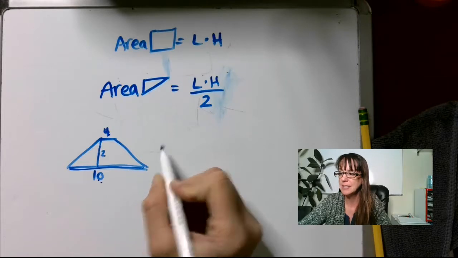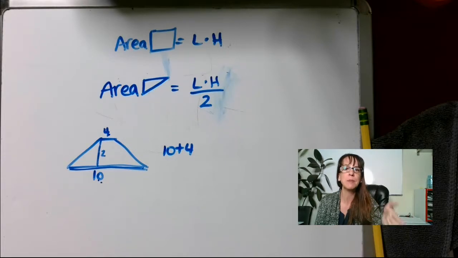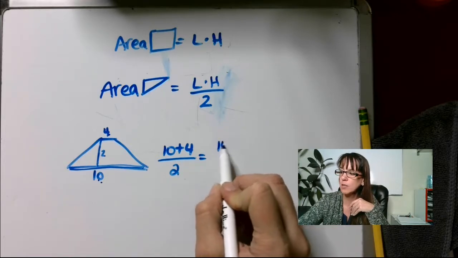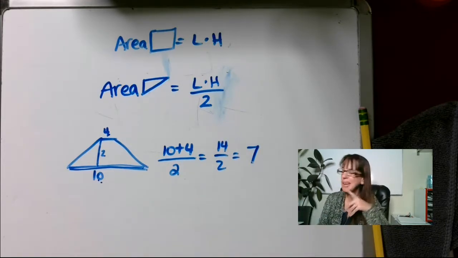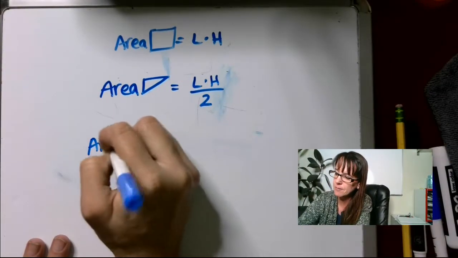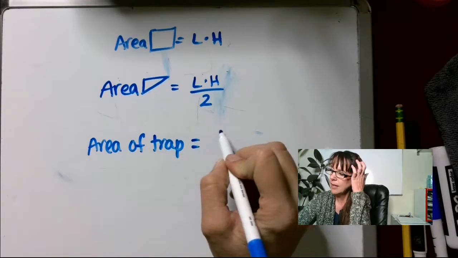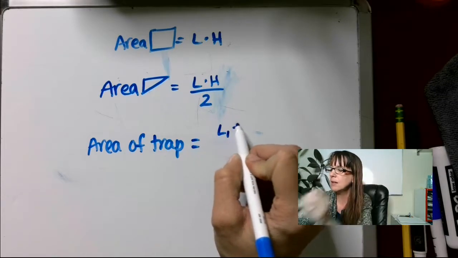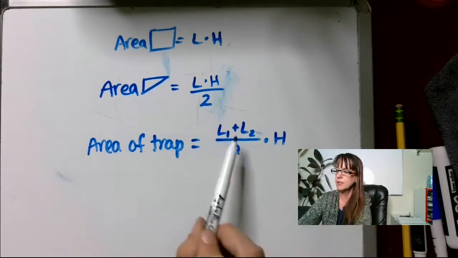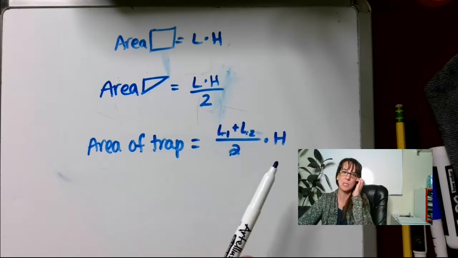So what I have to do is take 10 plus 4. And remember, average is add up all the numbers and divide by the number of numbers. So I'm going to take these two and divide by 2. Equals 14 divided by 2, which equals 7. So the area of the trapezoid equals the length of one side plus the length of the other side, divided by 2, times the height. You take the length of the top and the length of the bottom, add those together, divide by 2, and multiply by the height. So that's going to be the area of a trapezoid.